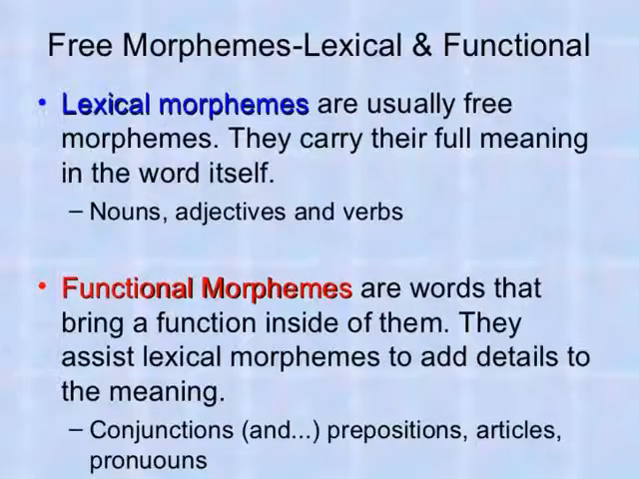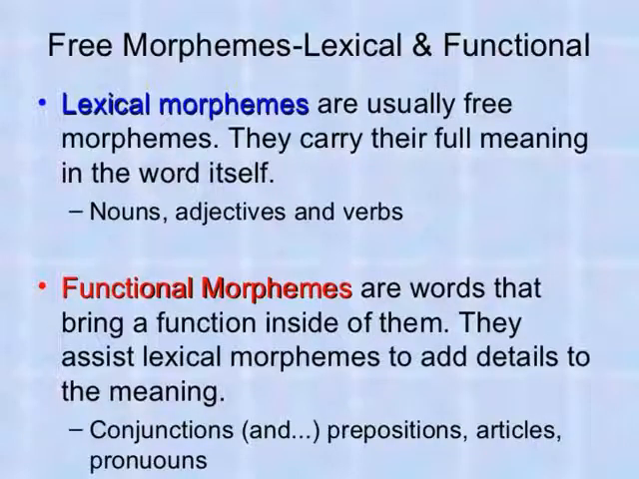Free morphemes are divided into two subclasses. The first one is lexical morpheme and the second one is functional morpheme. So what is a lexical morpheme? Lexical morphemes are usually free morphemes. They carry their full meaning in the word itself. And for your information, if you look at the parts of speech, all the nouns, all the adjectives and all the verbs, main verbs of course, are lexical morphemes or free morphemes.